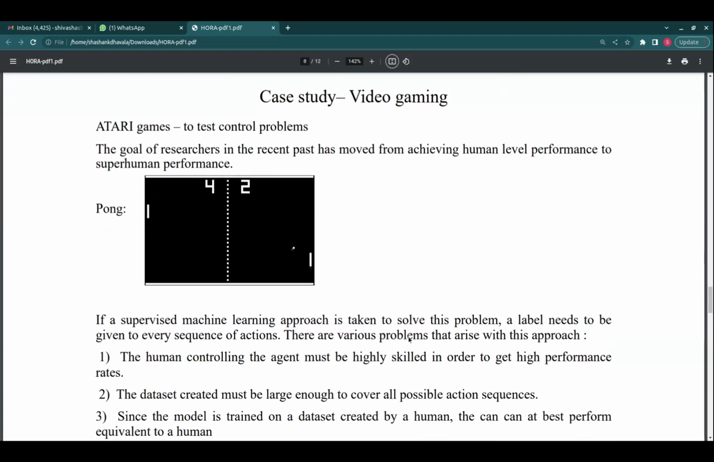So building upon all this, I think we'll just move on to the case study, that is video gaming. Many of us have played Atari games in our childhoods, and Atari games are not just for video gaming, but they have been largely used by AI researchers to test control problems. So the goal of researchers in the recent past has moved from achieving human level performance to superhuman performance in these gaming situations, because these can also be extrapolated for testing control problems. So if you look at the screen, there is an illustration of the game of Pong, right?